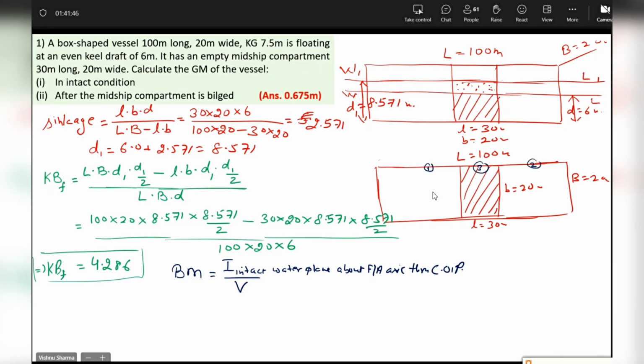Out of the 3 areas, I'm sure all of you agree that only 1 and 2 are intact. 3 is lost. Yes or no? Am I right, guys? Yes, sir.